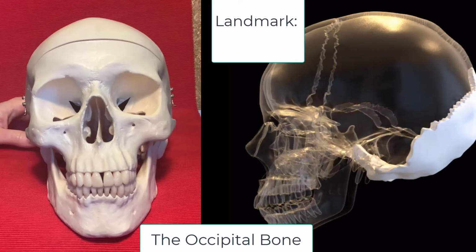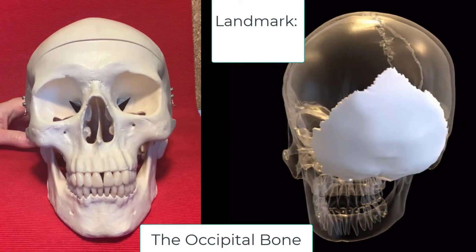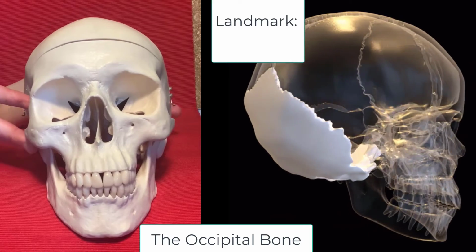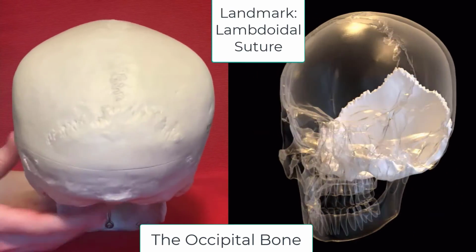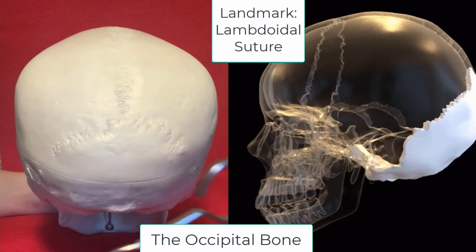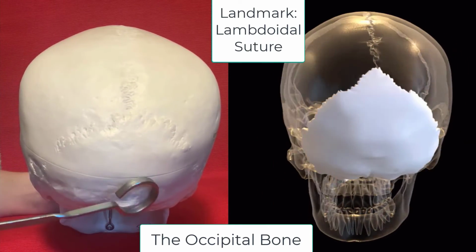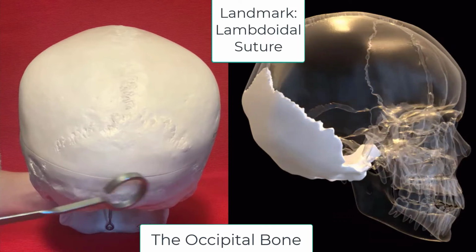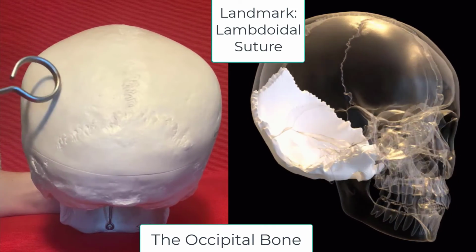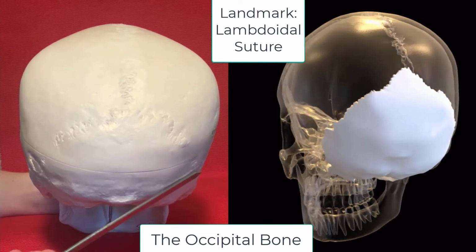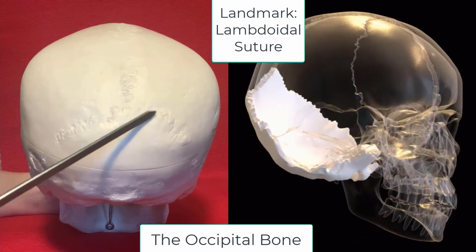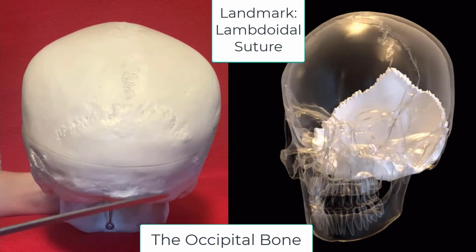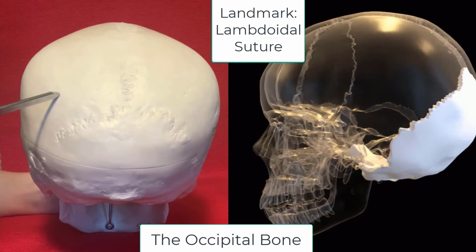The next bone we're going to be talking about is the occipital bone, and this is quite large. So if we turn around and look at the posterior view of the skull, you can see that a suture separates the occipital portion of the skull, which is this area right here, from the two parietal bones. And this suture is called the lambdoidal suture. It's kind of fun to say, lambdoidal. And it separates the occipital bone from the two parietal bones.